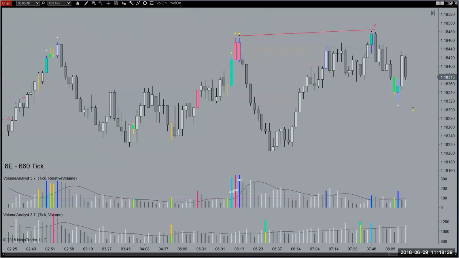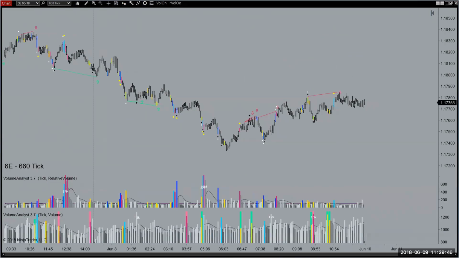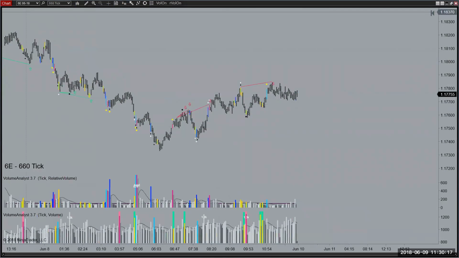All right, let me just answer a couple of questions here. The volume analyst runs independently of the readers. Yes, and you don't have to use the readers. If you're not running Bloodhound or Blackbird, then you don't need it at all.